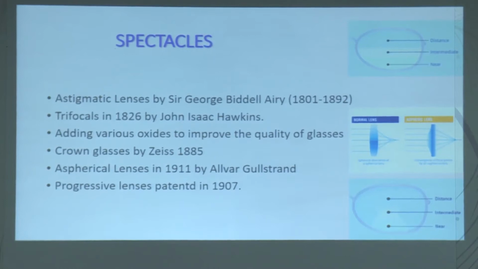You can see the difference between trifocal and progressive lenses. With a spherical lens, chromatic aberrations mean the point is not focused. This is the focus in aspheric lenses.